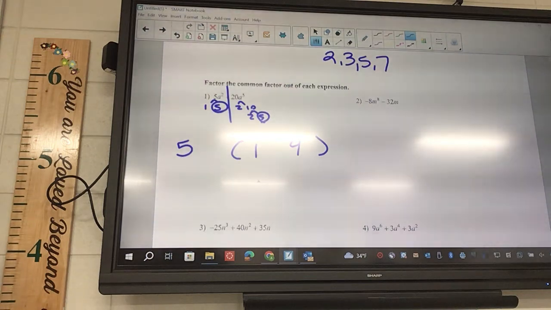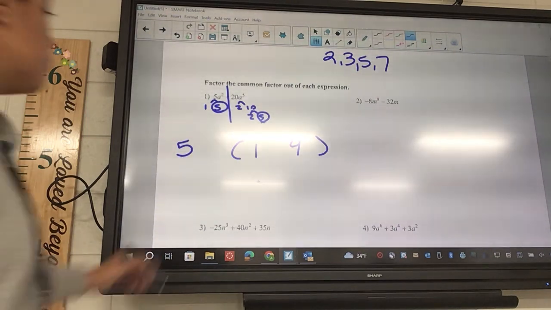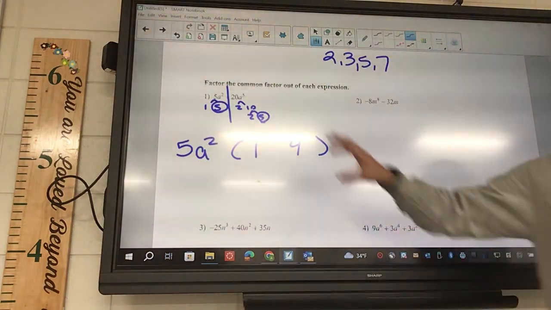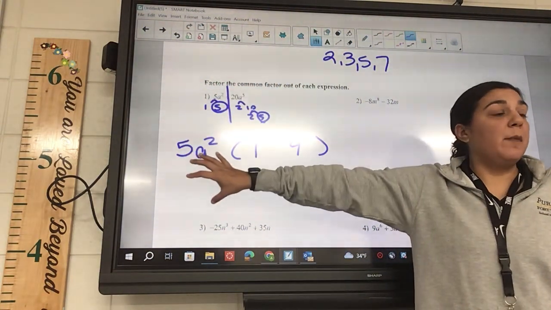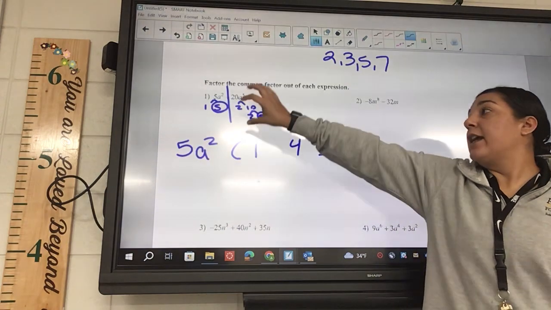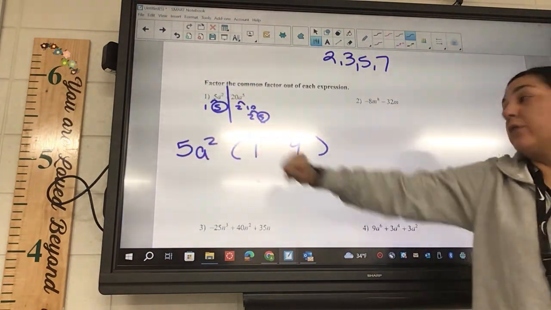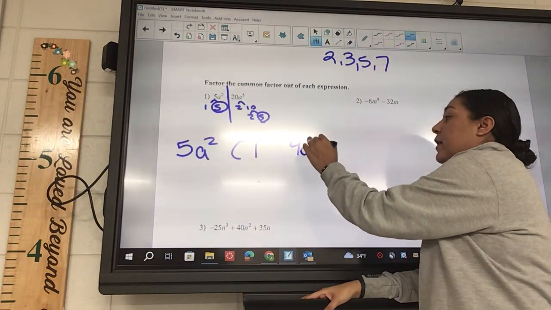How many A's does our first guy have? 2. Second guy? 5. So how many can I take? What's the smallest amount up there? 2. Okay, so 2 is going to go on the outside. Okay, so if he had 2 and I took 2, how many does he have left? None. Okay, he had 5 and I took 2. How many does he have left? 3. So he's going to get an A3 back.